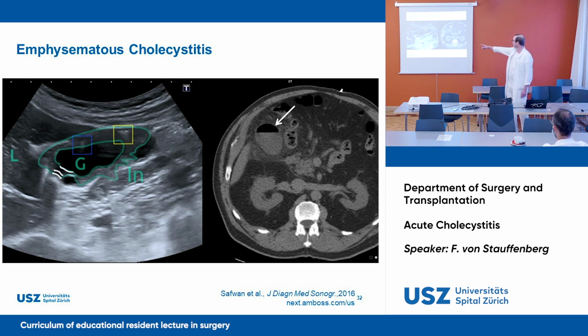In sonography, in the blue and yellow area, you can see the air in the gallbladder lumen. Next to it on the arrow, you can see it in the CT scan.